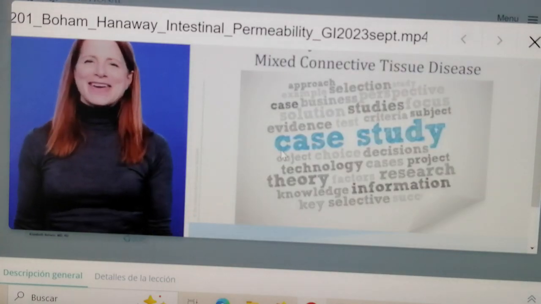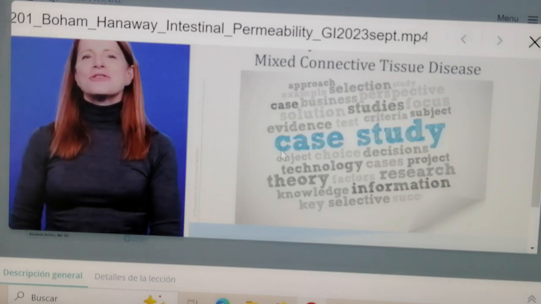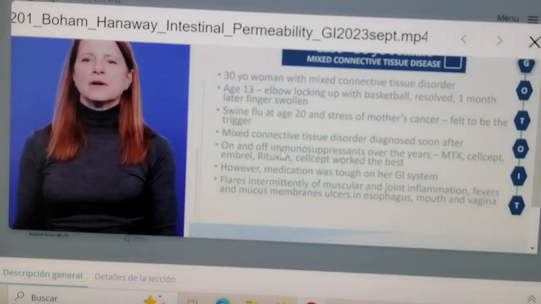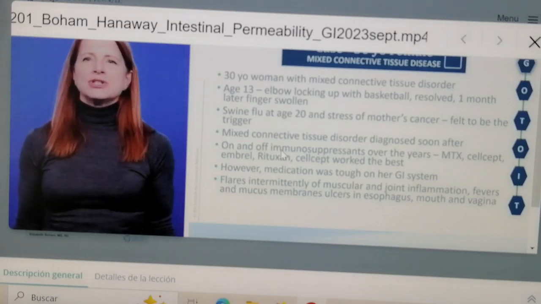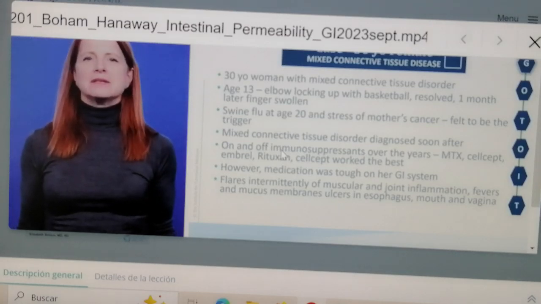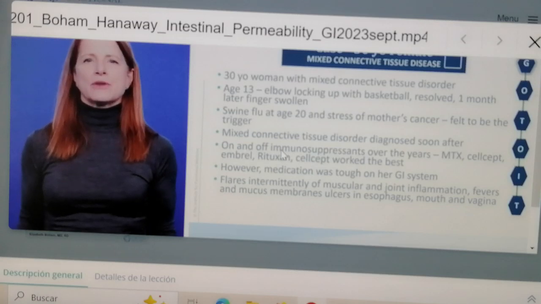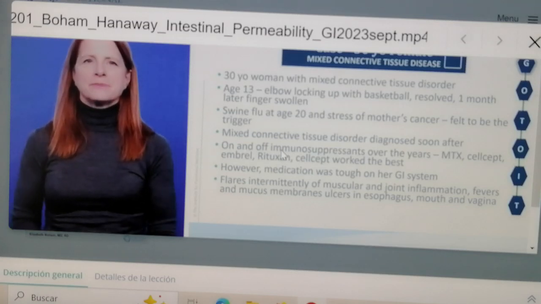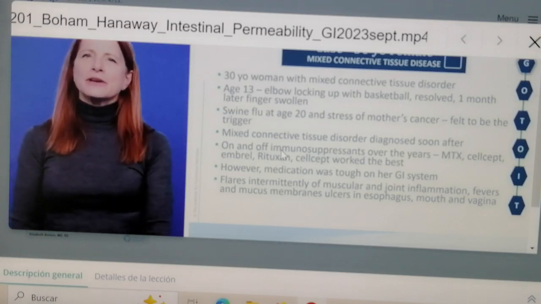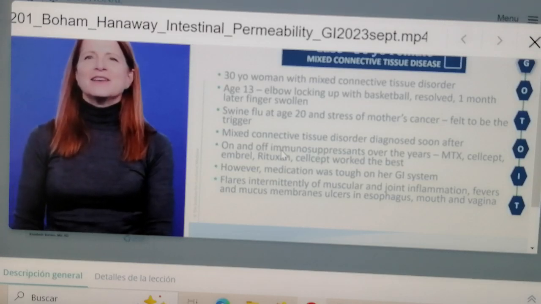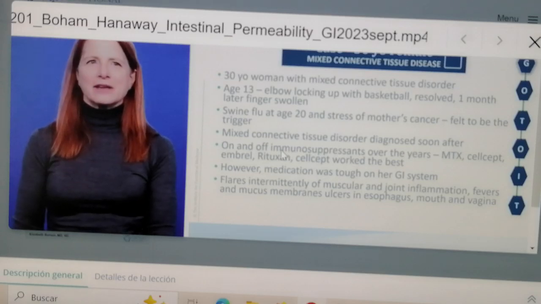I love starting with the case, so here we go. This is a 30-year-old woman who came to see me with mixed connective tissue disease. And mixed connective tissue disease is an autoimmune disease that has overlapping symptoms of scleroderma, lupus, rheumatoid arthritis, and polymyositis. So when I was gathering her information, you can see on the right it says go to it, but the G is highlighted. This is the information we were gathering.